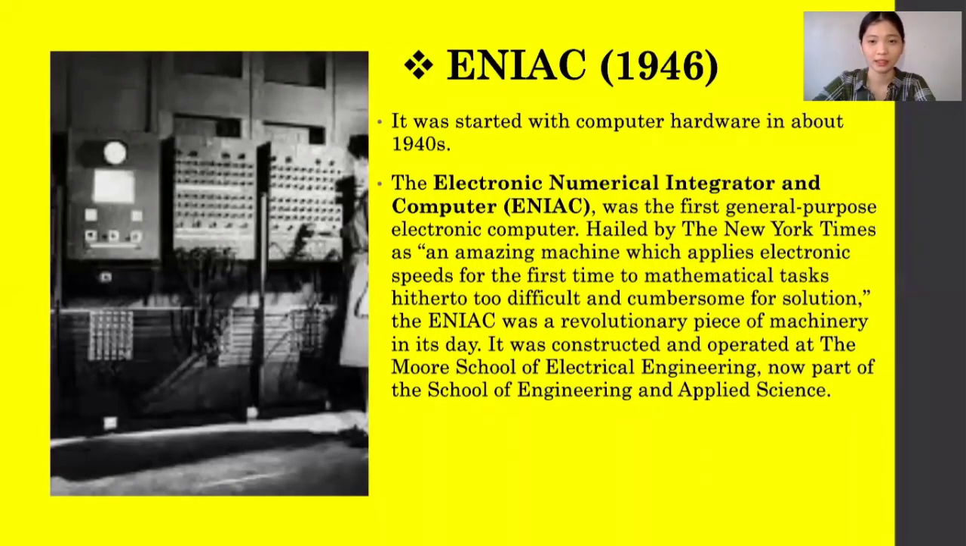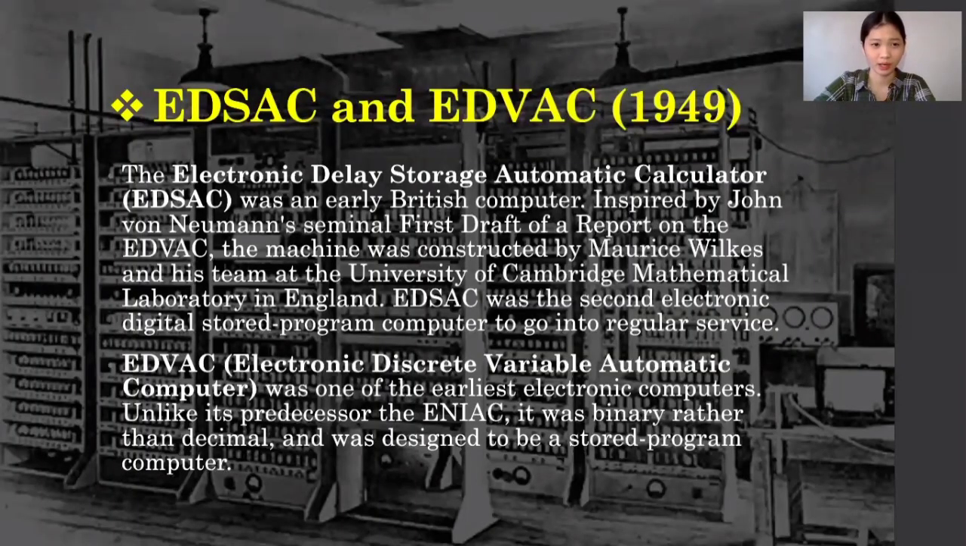So we have ENIAC in 1946, or the Electronic Numerical Integrator and Computer, was the first general-purpose electronic computer, hailed by the New York Times as an amazing machine which applies electronic speeds for the first time to mathematical tasks hitherto too difficult and cumbersome for solution. The ENIAC was a revolutionary piece of machinery in its day. It was constructed and operated at the Moore School of Electrical Engineering, now part of the School of Engineering and Applied Science. Next, we have EDSAC and EDVAC in the year 1949.